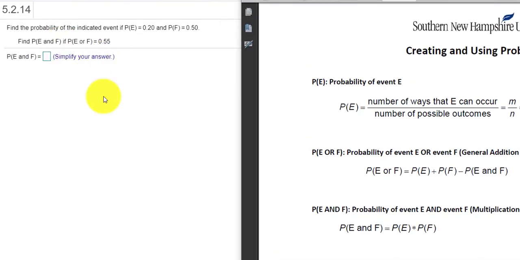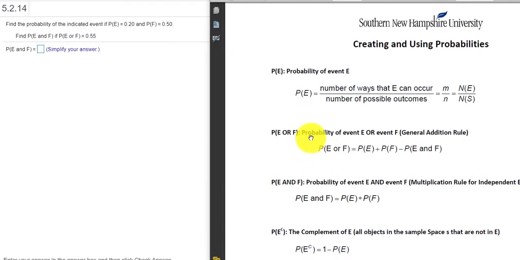We don't know if these events are independent. So we have to use this formula up here, right? P of E or F equals P of E plus P of F minus P of E and F. So they give us the value of P of E or F, right? The probability of event E or F happening is 0.55, so I can put 0.55 here. I can put in 0.2 here and 0.5 here and solve for this value.